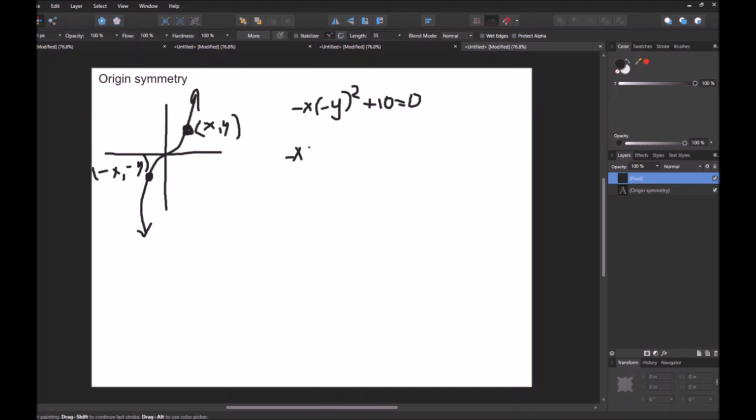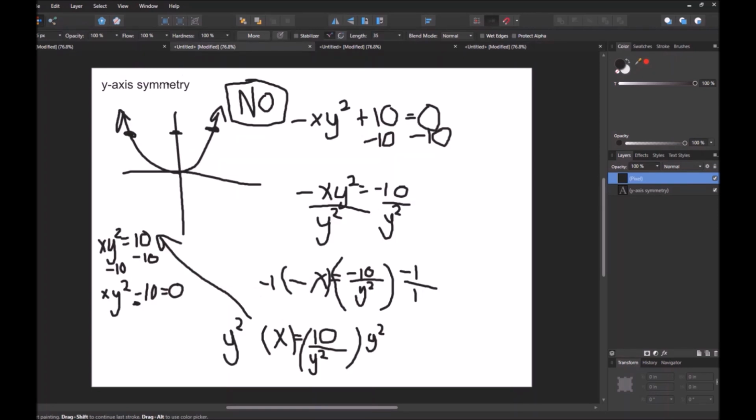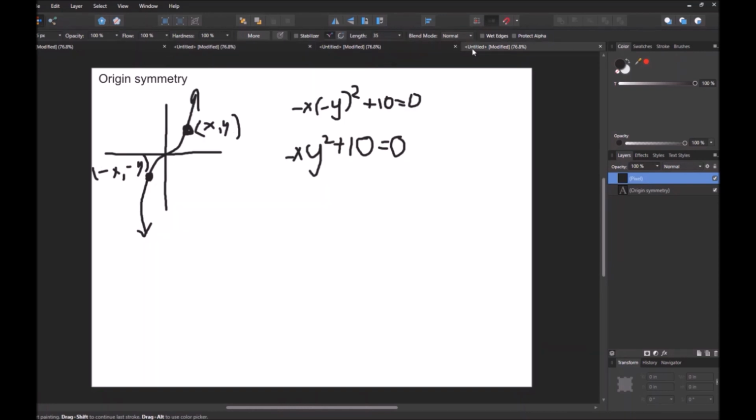negative y squared as just y squared. So we have negative x times y squared plus 10 equals 0. Now, we could continue evaluating this like normal, or we could look at our y-axis symmetry work that we showed here, and we see that in y-axis symmetry we started out with negative x times y squared plus 10 equals 0, and that's the exact same thing we have here.